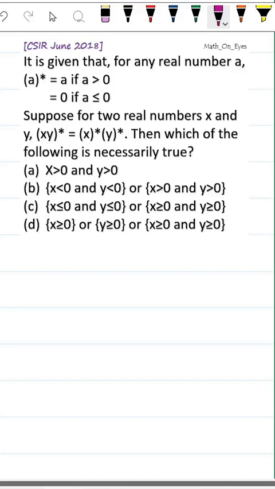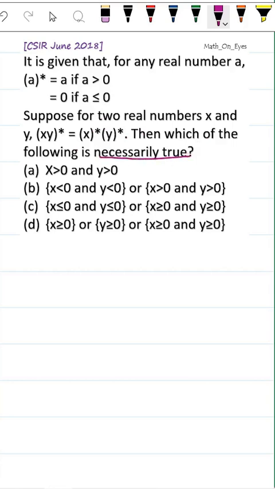It is given that for any real number a, a star is equal to a if a is greater than 0 and equal to 0 if a is less than or equal to 0. Suppose for any two real numbers x and y, (xy) star is equal to x star times y star. Then which of the following is necessarily true?